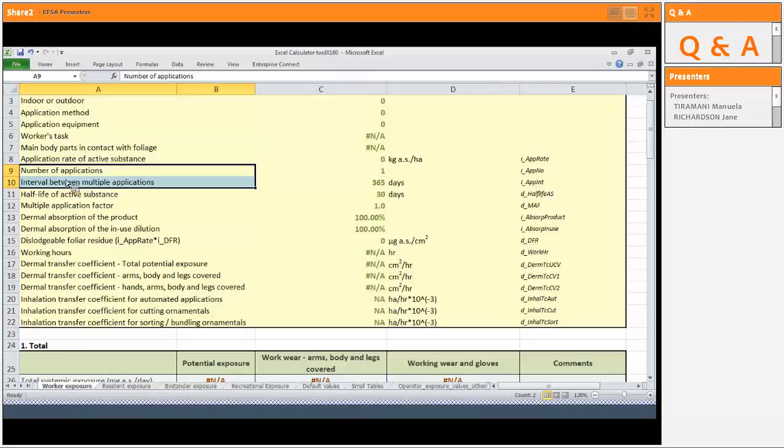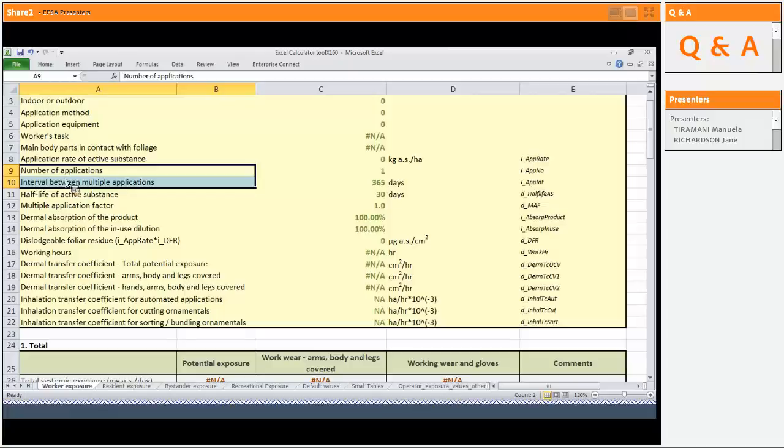So what we have with the worker, with gloves or without gloves, is, let's say, the worst-case scenario: re-entry immediately after treatment, as soon as the spray is dried. So that's why we cannot cover the refinement in terms of waiting before re-entering and so on, unless we have data on dissipation and on the decay of the substance. No, Jane?